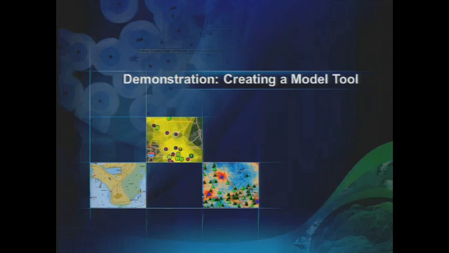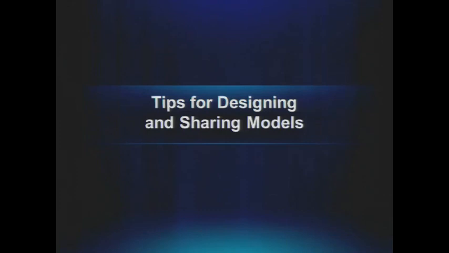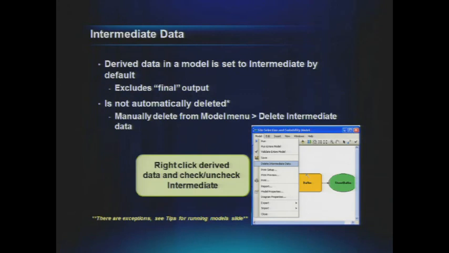All right, some tips for designing and sharing your models. Intermediate data. So what happens to all that data that gets generated on these little intermediate steps to get to your final result? So I ran a model with two buffers and a union, and then I have an erase tool, right? That erase tool is really going to generate the result that I want. Those buffers and unions, though, that's just some intermediate processing to get to that. I don't necessarily want to keep around that intermediate data, right? It's kind of junk to me.